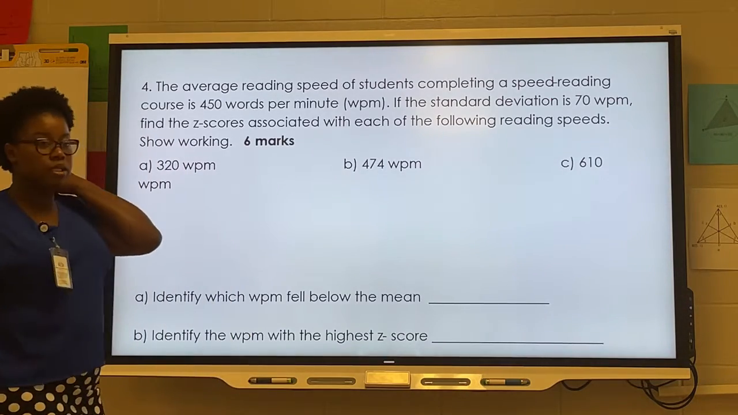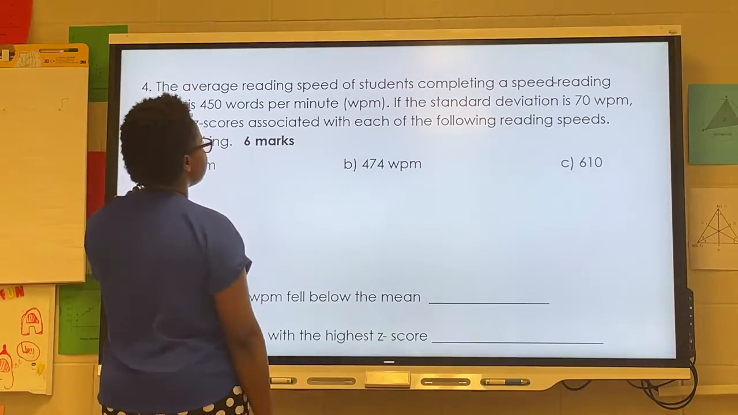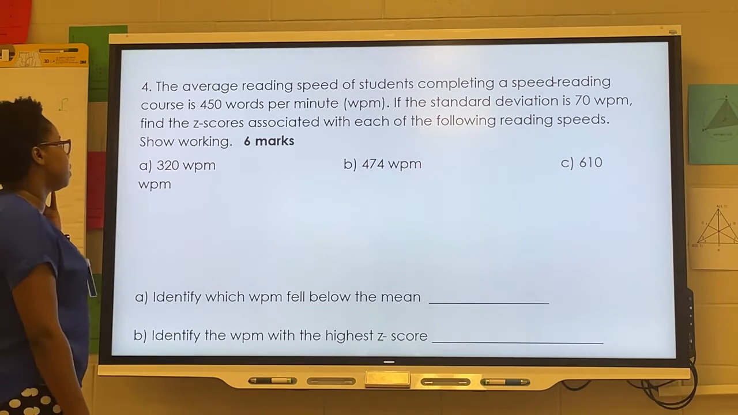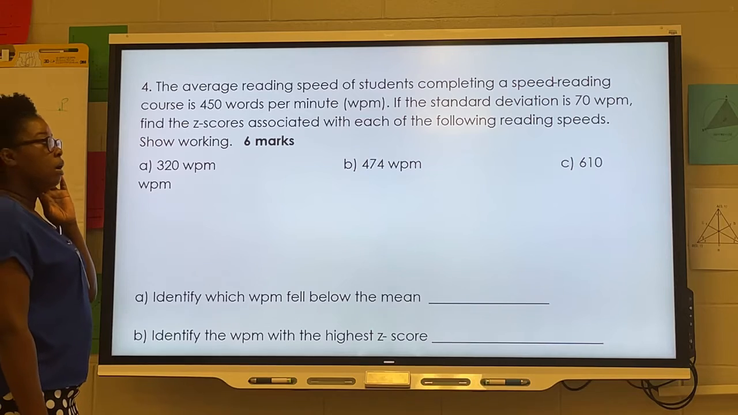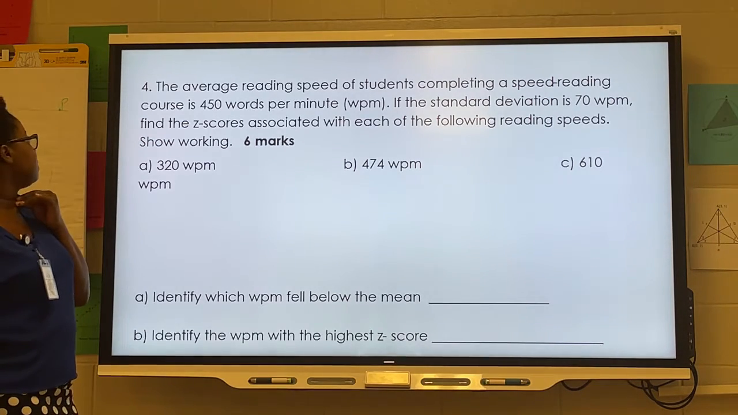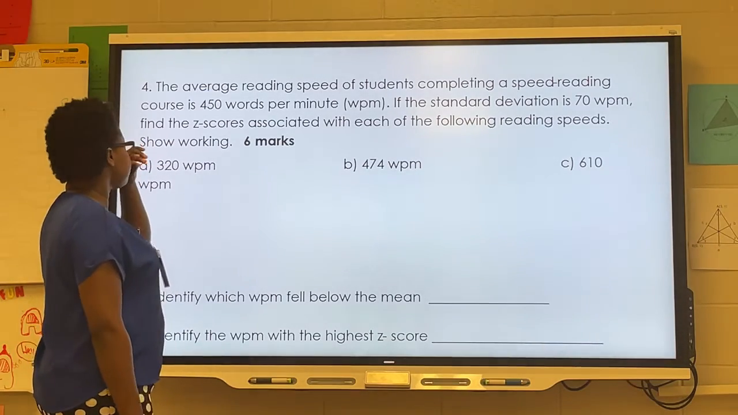So the average reading speed of students completing a speed reading course is 450 words per minute. If the standard deviation is 70, find the Z-score associated with each of the following reading speeds. You have to show your work, a total of 6 points.